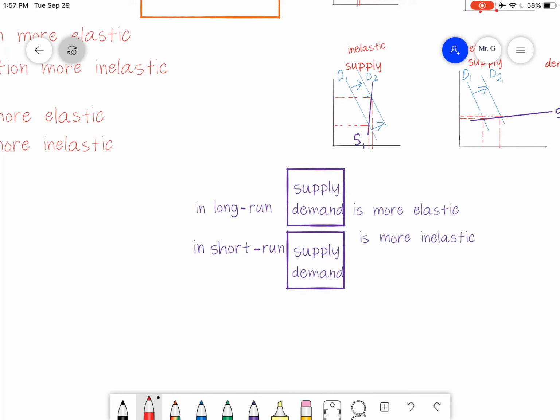People's demands too. It's like, well, gasoline. I don't really want to pay it, but I have a car. So I have to use gasoline. But in the long run, I might decide I'm going to buy an electric car instead. And so the long run tends to be more elastic. In the short run, much more inelastic because you don't have the decisions that you can make in the long run.